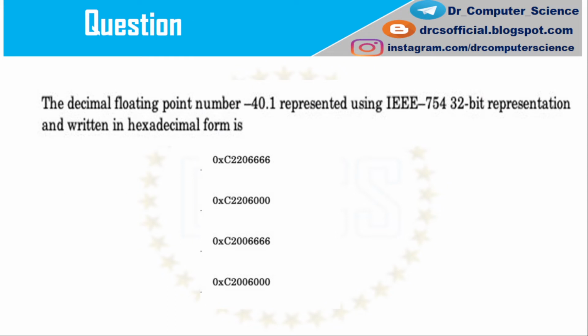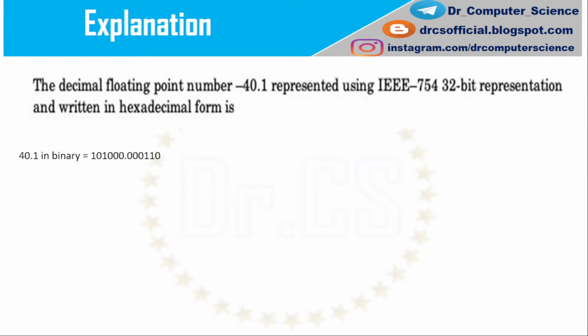Next question. The decimal floating point number -40.1 is represented using IEEE 754 32-bit representation and written in hexadecimal form as what? The options are given. First we convert -40.1 into IEEE 754 32-bit representation, and then we find the hexadecimal form. So first we find the binary value of 40.1. The binary value is 101000.0001110.